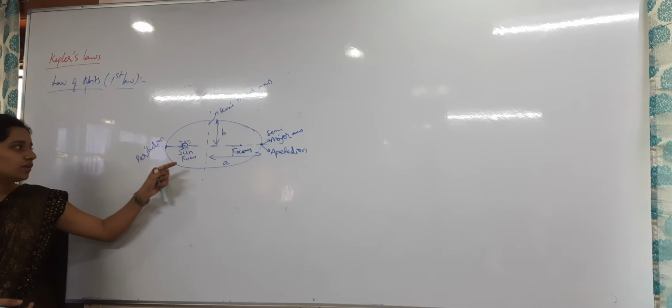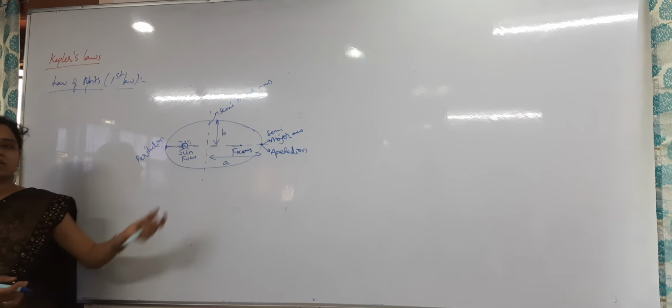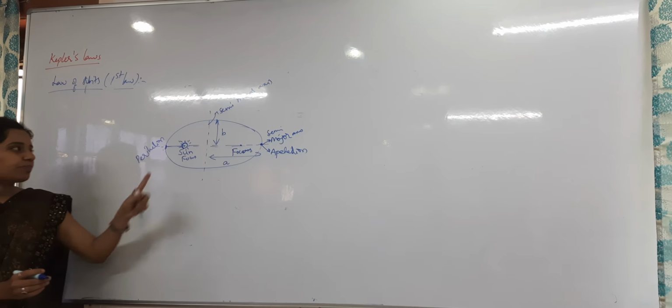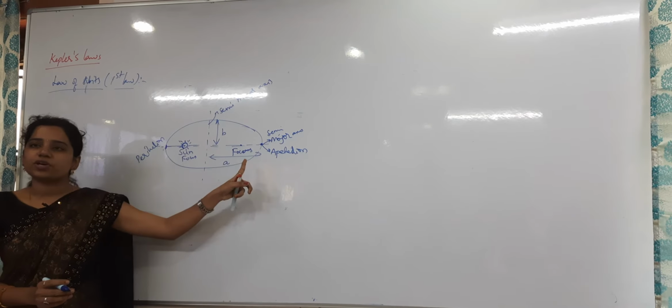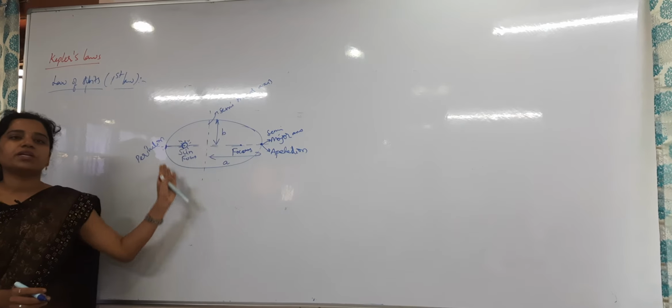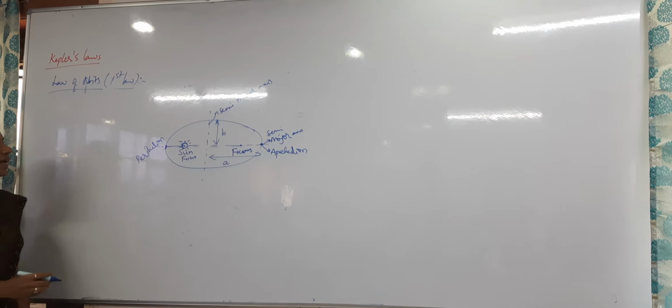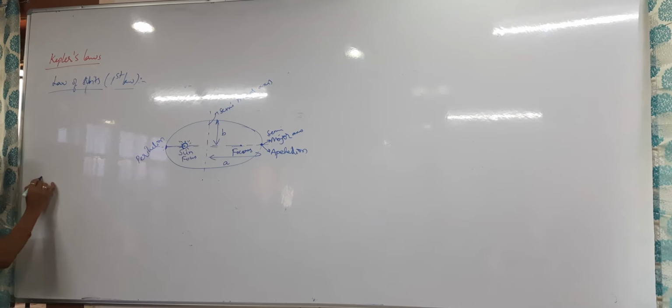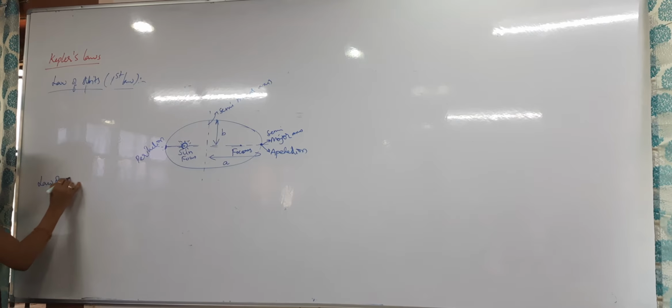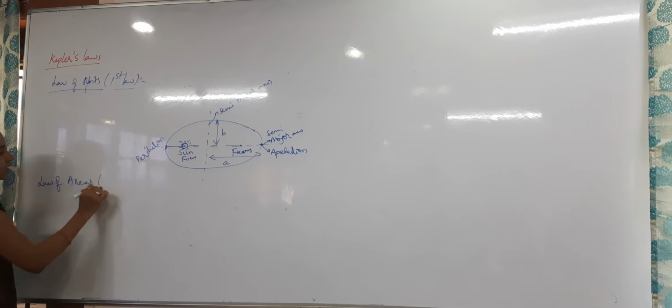So here mainly Kepler's first law states that the sun will be present at any one of its foci, and all the planets will be revolving around the sun in which orbits? Elliptical orbits. Then the next one is the law of areas, or second law.